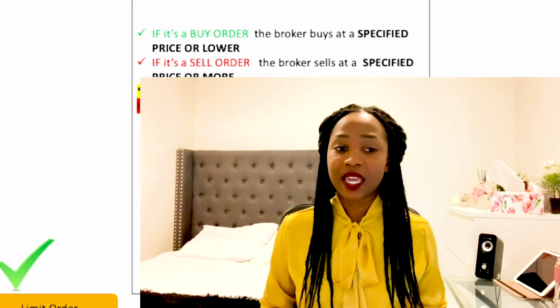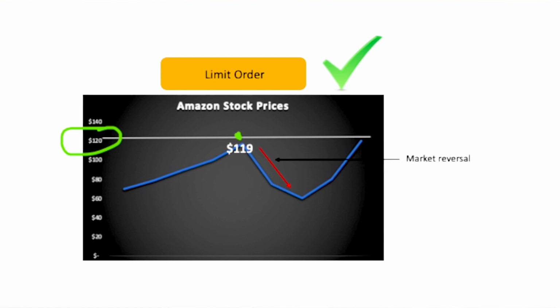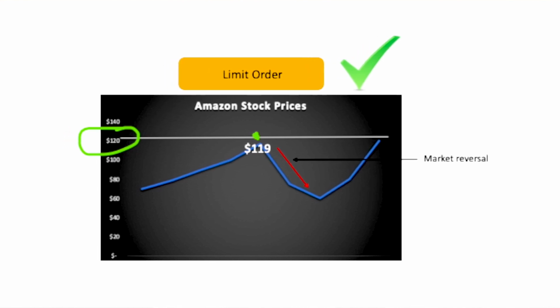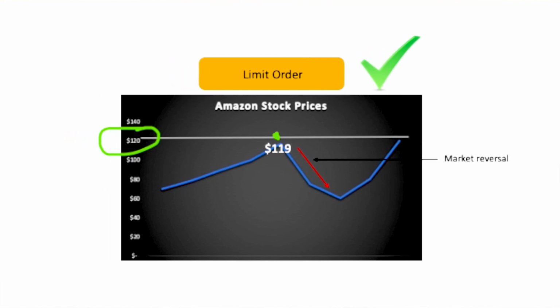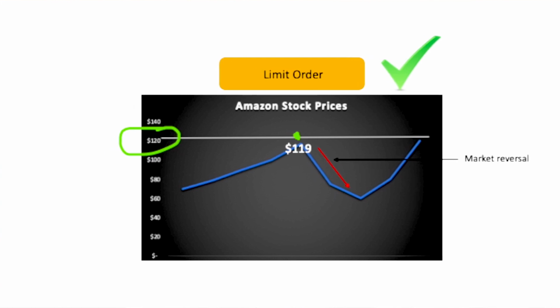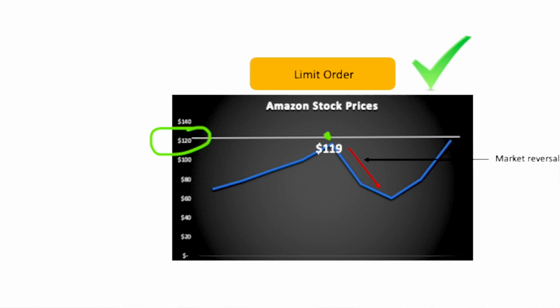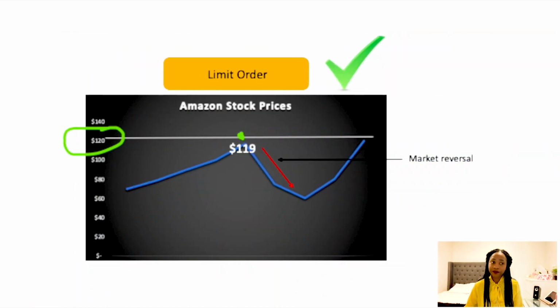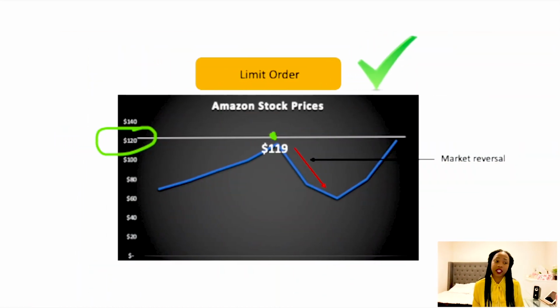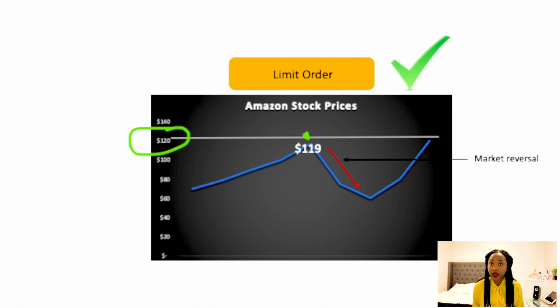So let's say I've put in an order to sell my stocks for $120, and then the stock price goes up to $119, and then it reverses and starts going down. My order will never be actioned because it never hit $120. So that means that your order doesn't get executed, and then it just expires.